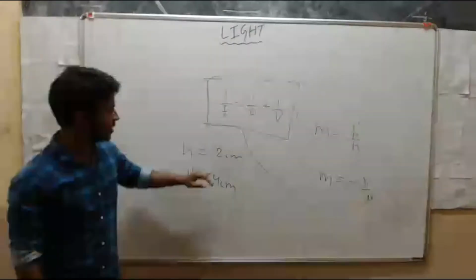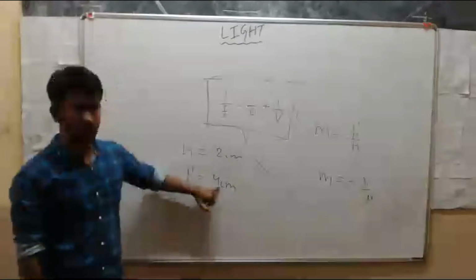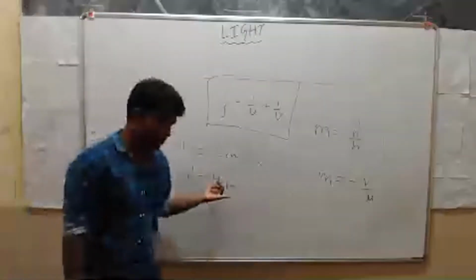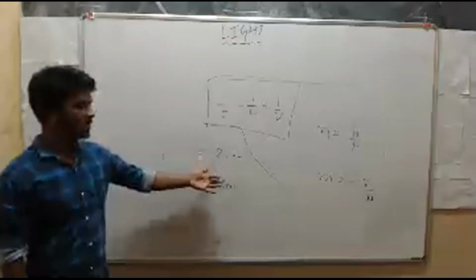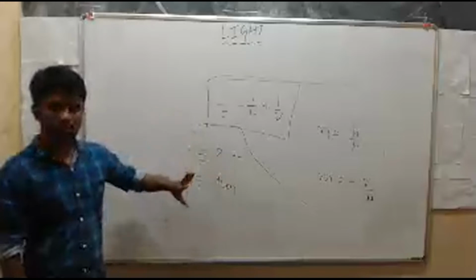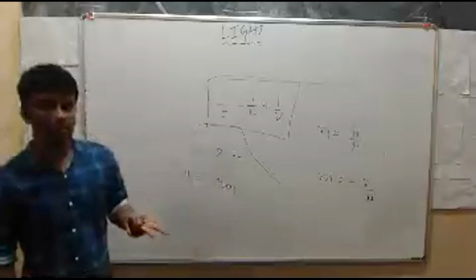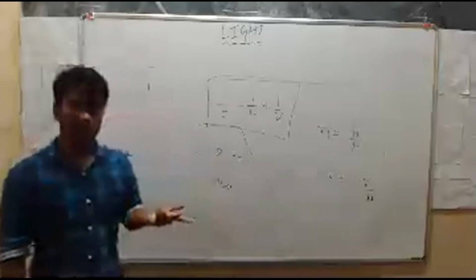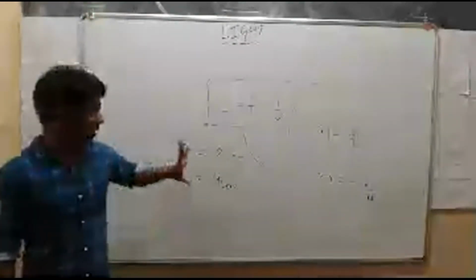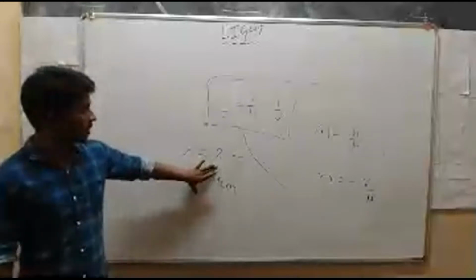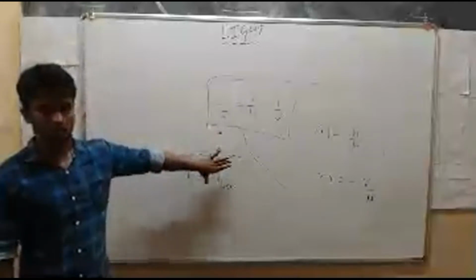Height of the object is 2 centimeter, then height of the image is 4 centimeter, right? Here we can clearly say that the image is 2 times greater than the object. So instead of that, here we can say that the image is 2 times magnified. The image is 2 times magnified, which means the height of the image is 2 times greater than the height of the object. So we call it magnification. Okay, yes.